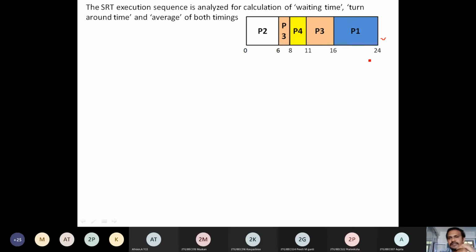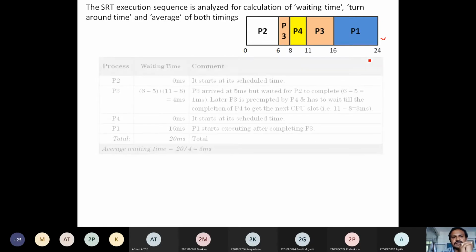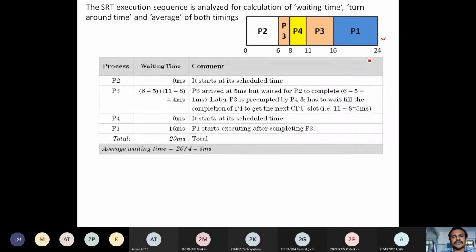Now go for the calculation of waiting time. By seeing this, we can calculate how much each process is going to wait. We can have this table. Process P2 has a waiting time of 0 because P2 arrived first in the queue and did not wait for any process to complete. It begins at the 0th millisecond and takes its own time to complete. It started at its scheduled time, so P2 waited 0 milliseconds.